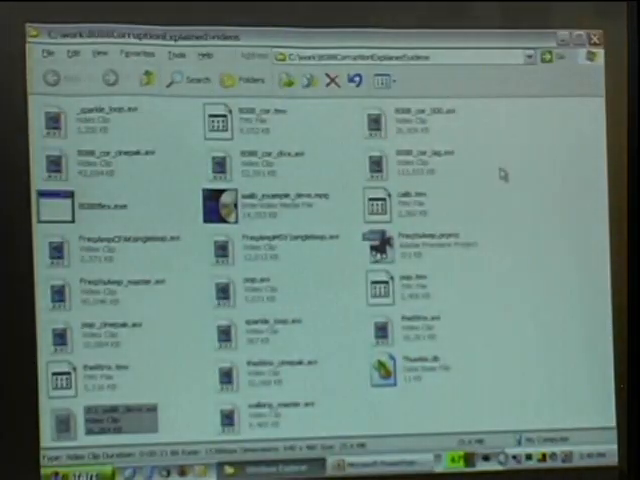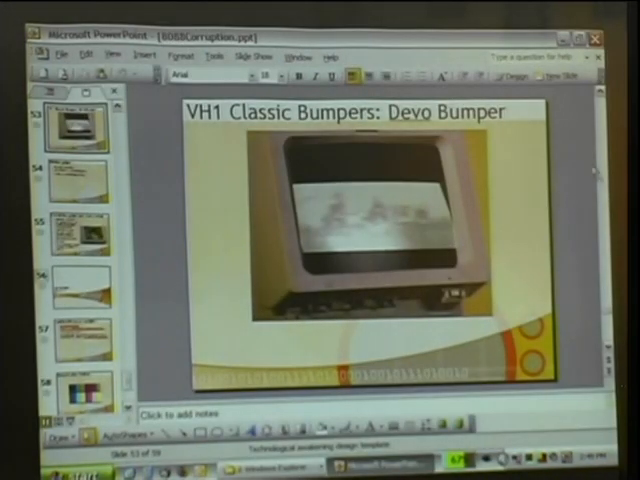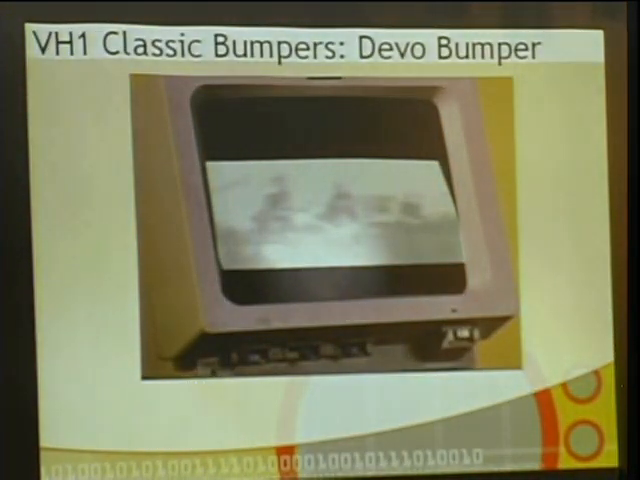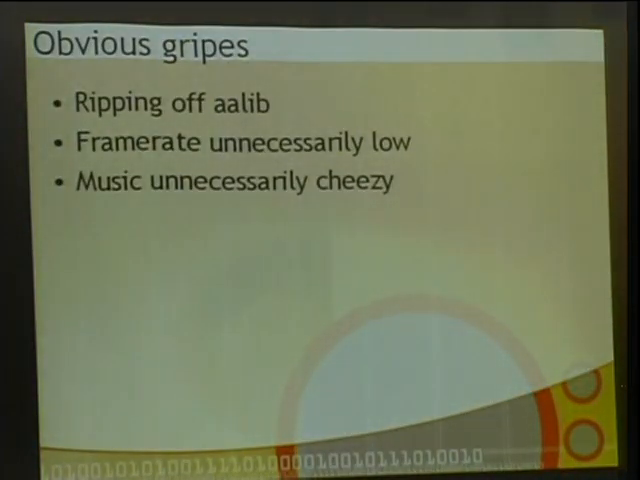Now, the first time I saw that, I thought that was cool. And then after I thought about it, it actually started to piss me off. Because, okay, hold on, let me see if I get to the next slide here. Okay, well, obviously it's ripping off AAlib. No thought went into it at all. They just ran stuff through AAlib and converted it.